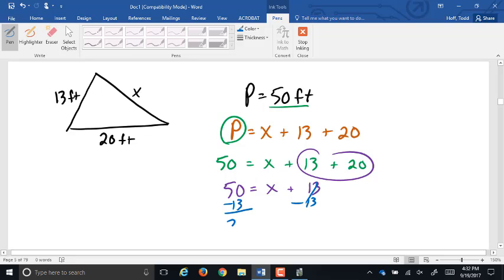Perfect. We subtract 13, so 37 equals x. Oh, not 13, that should be subtracting what? 33, thank you. How about we subtract 33, we get 17 equals x.